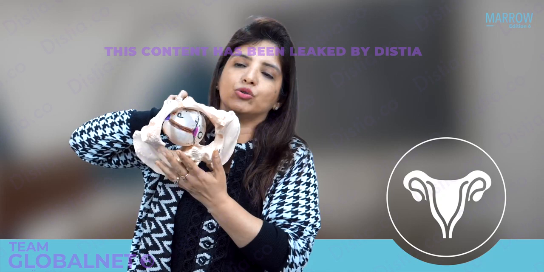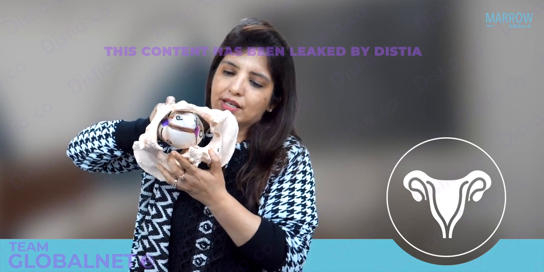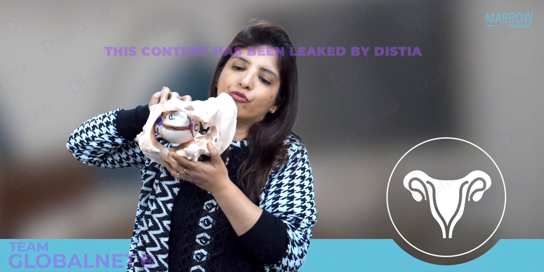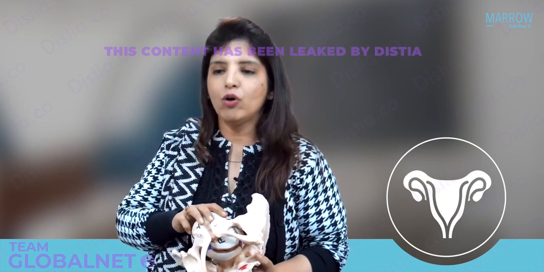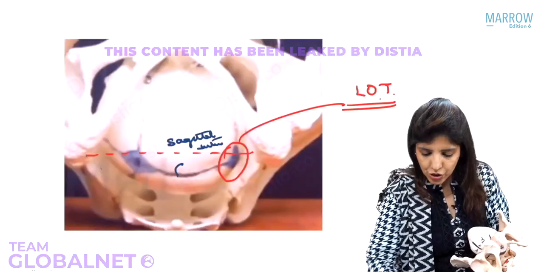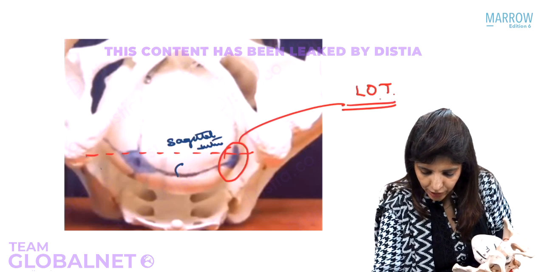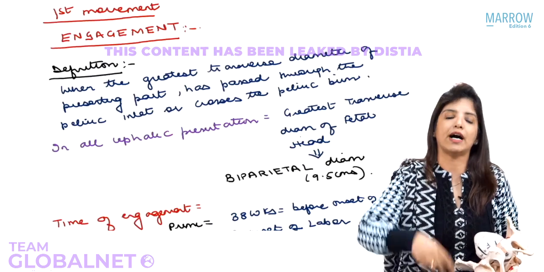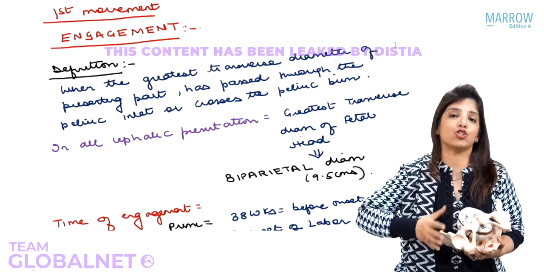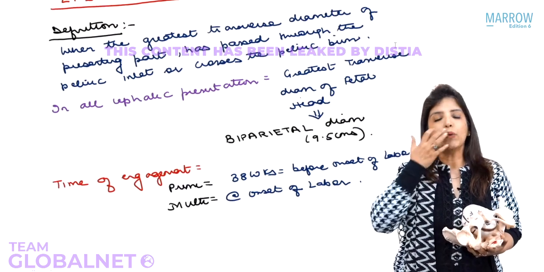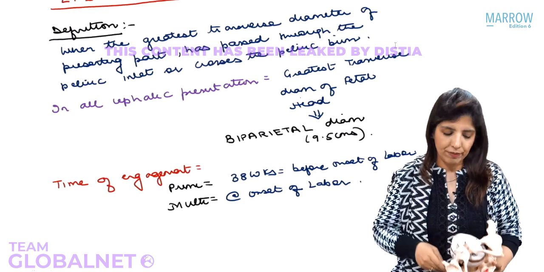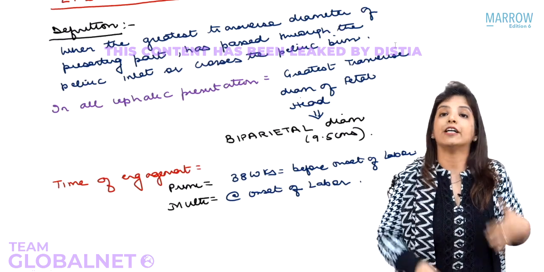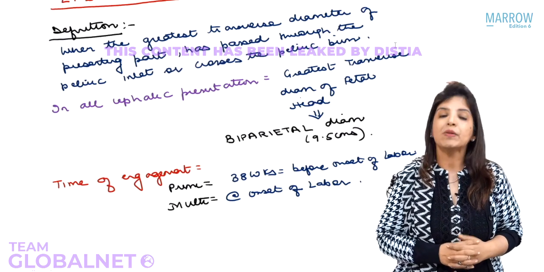Right? And that is how they show you the positions. Always they are going to show you the positions from below. Clear to all of you? Okay. Now let's talk about the first movement, the first cardinal movement. And the first cardinal movement is engagement. Now, as I told you, I am going to show you the entire mechanism in LOT position. But before that, first let's understand what is engagement.